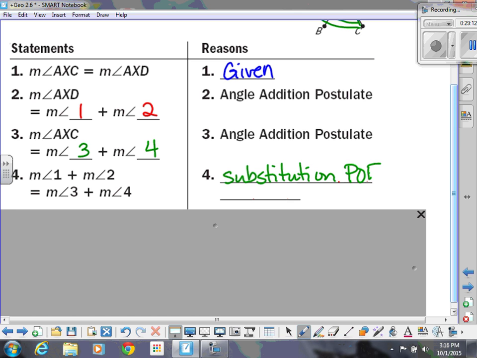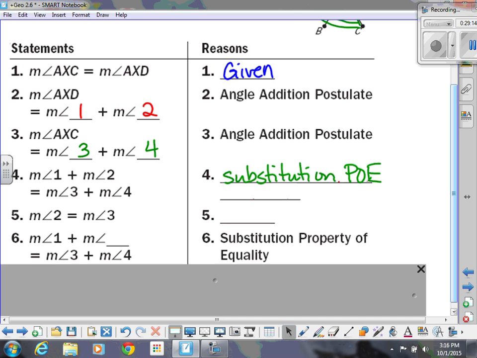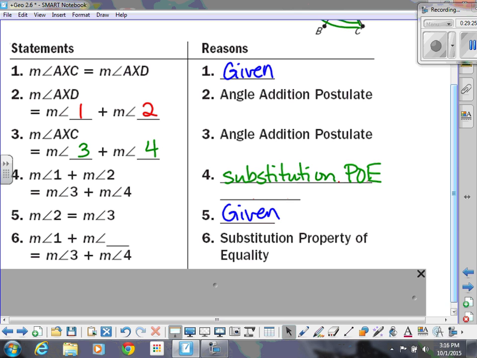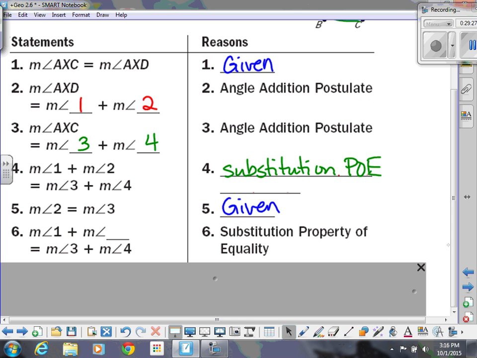And notice that we're working with equal signs. All right, and then they're saying measure of angle 2 equals the measure of angle 3. That was given. We knew that already. And so now look what they're doing. They want us to use substitution property.